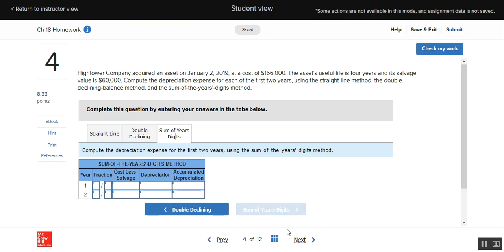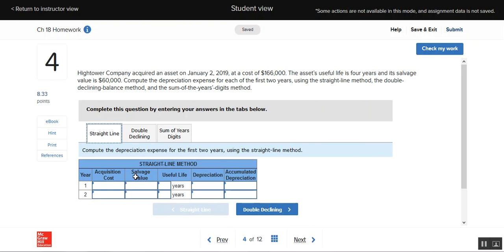It cost $166,000, has a useful life of 4 years and a salvage value of $60,000. It says to compute the depreciation expense for each of the first 2 years using the straight line, double declining balance, and the sum of years digits. So let's see. We've got straight line. I'm not going to actually do the straight line. That's fairly straightforward. Just the cost less the salvage value and then divided by the useful life.